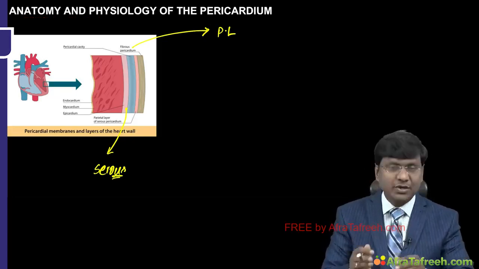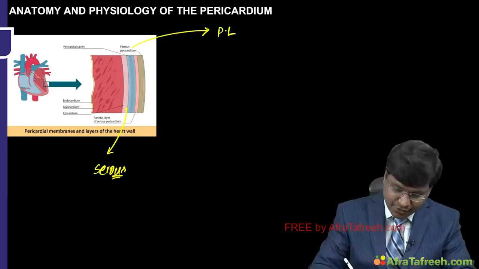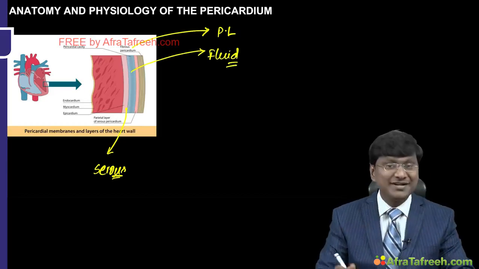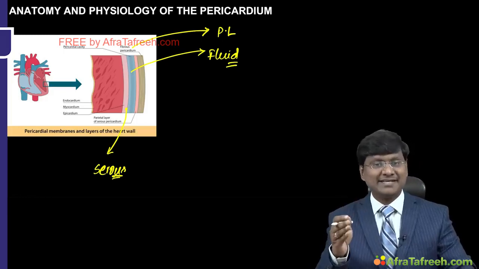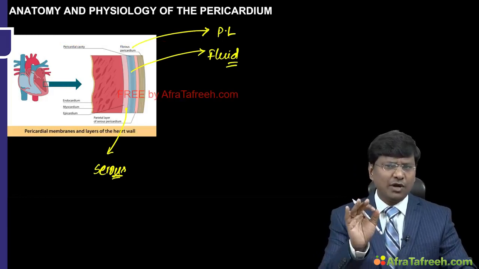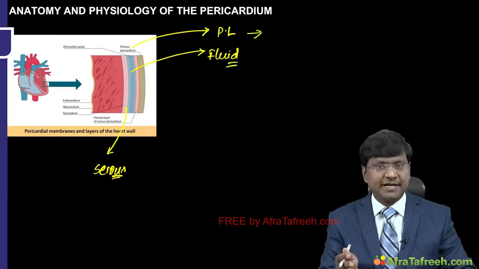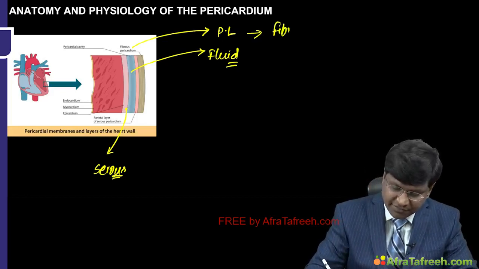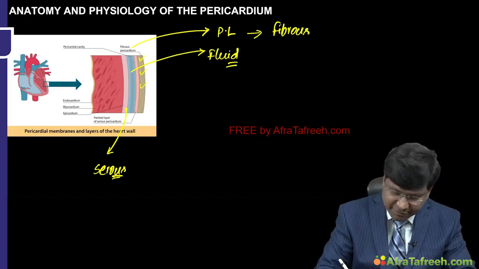Now, in between this parietal serous pericardium and visceral serous pericardium, you have the presence of fluid, right? So where exactly is the fluid present? The fluid is present between the parietal serous pericardium and the visceral serous pericardium, all right? Now, what will be the quantity of the fluid? And the parietal serous pericardium is in close attachment to the fibrous pericardium, right? It is very closely attached to the fibrous pericardium.